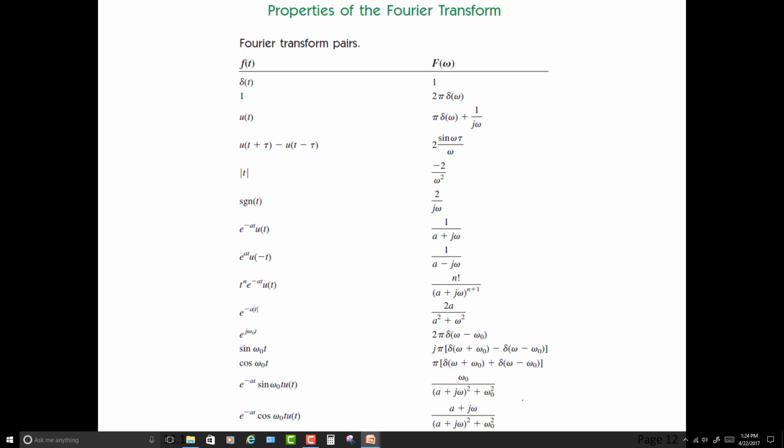Then likewise, here are the pairs. Obviously these two are related, but they are nice, concise tables that are used a lot. Because again, almost any function can be broken down into combinations of these in the time domain, and then, piecewise, you can come up with the Fourier transforms.